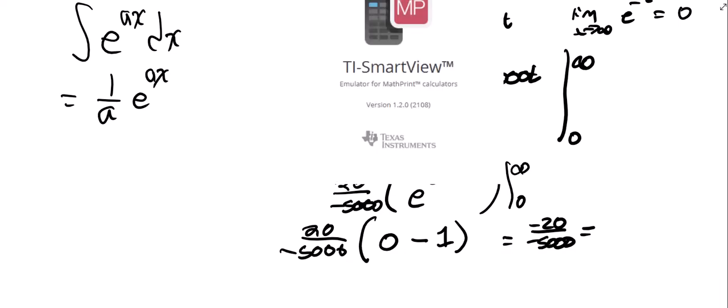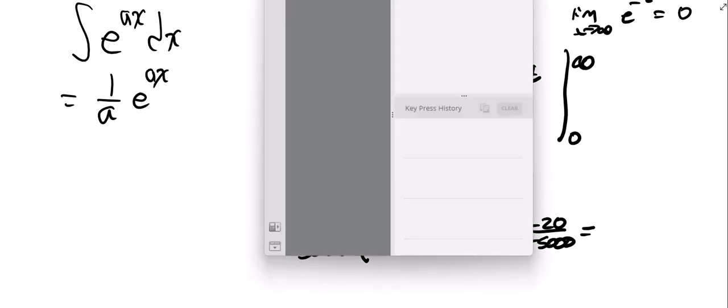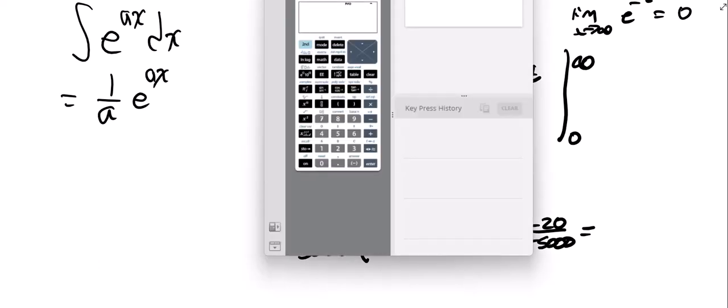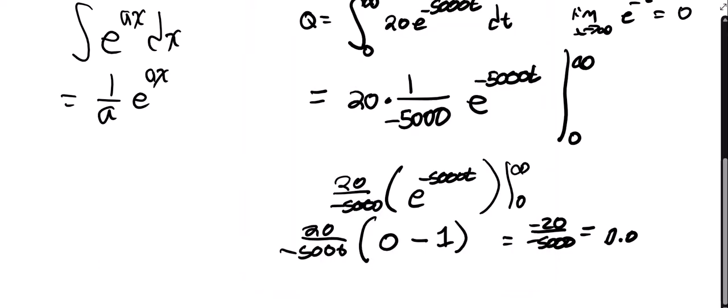0.004 coulombs. So that one's pretty straightforward. Questions on that one? Okay.